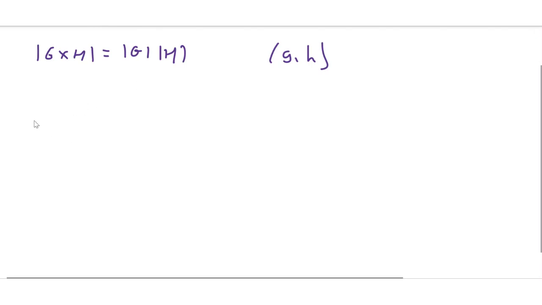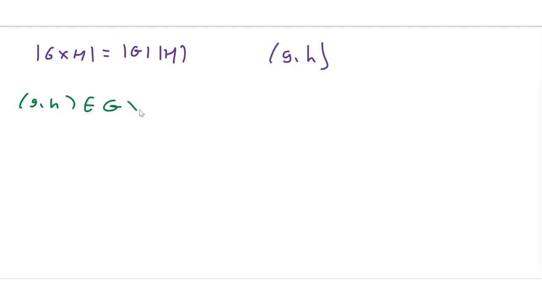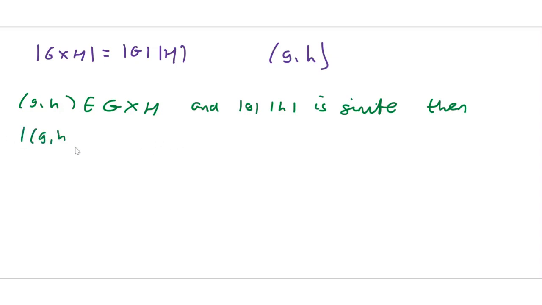Now we're going to talk about the order of the elements themselves. So if (g, h) is in the direct product of G and H, and the order of g and the order of h is finite, okay, so they're not of infinite order, then the order of the element (g, h) is equal to the lowest common multiple of the order of little g and the order of little h.